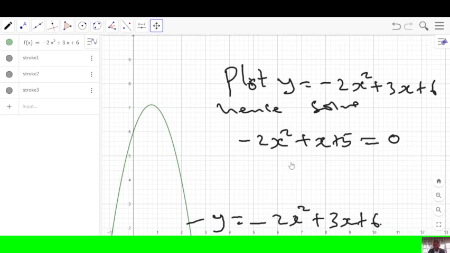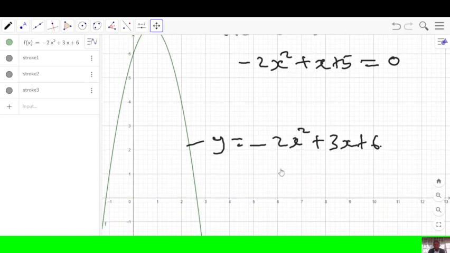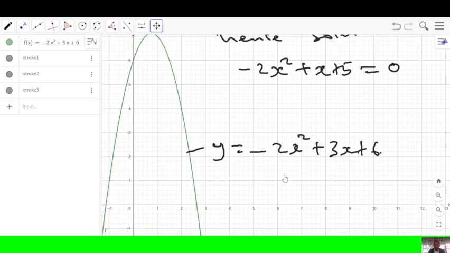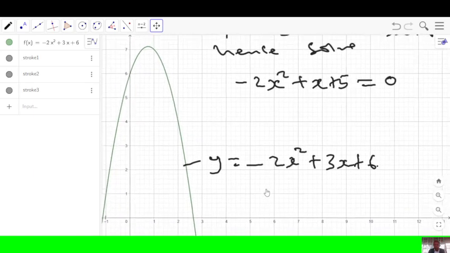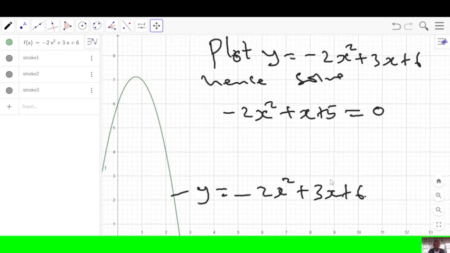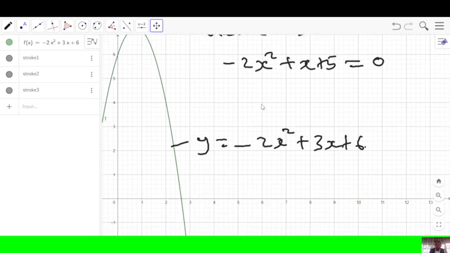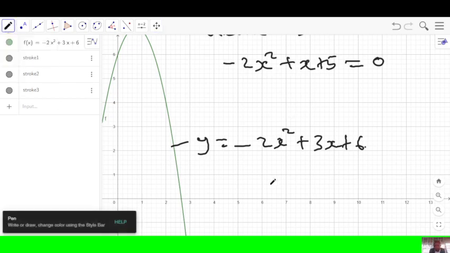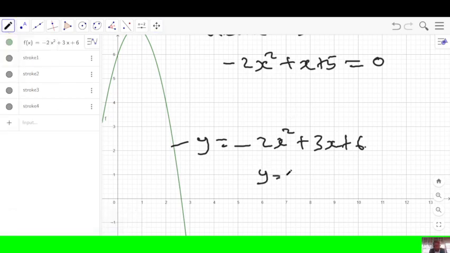Now, what are we supposed to do here? First, of course, you need to see what values you must add or subtract to the equation that you've been asked to solve in order to get the original equation. So let's delve into the equation. Our original equation is y equals negative 2x squared plus 3x plus 6.